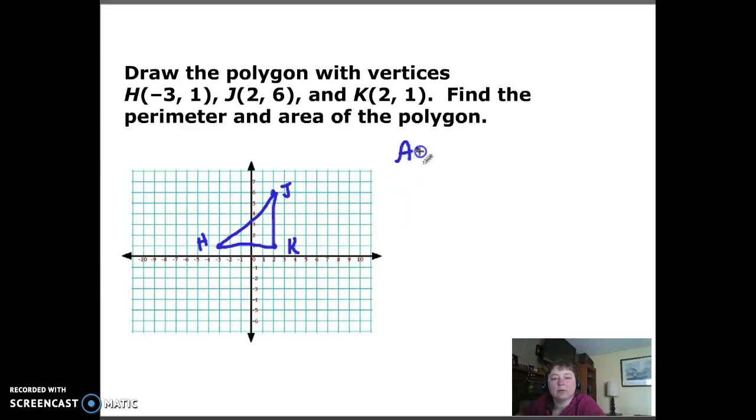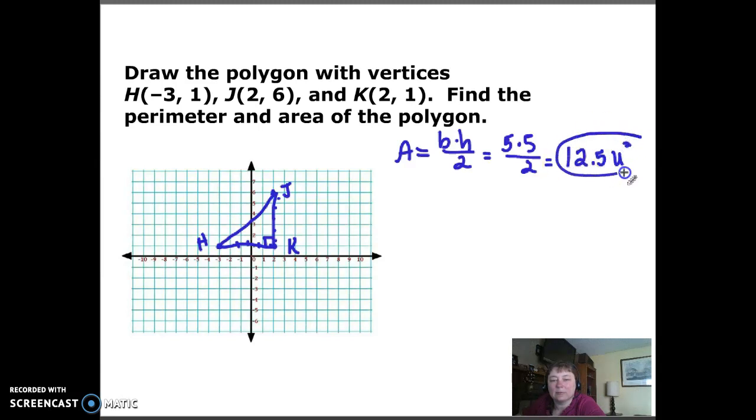Alright, area of our triangle, remember, was base times height divided by 2. Or you could say 1/2 base times height. We can see we have a nice right angle going on here, so I can use HK as my base. My base is 1, 2, 3, 4, 5 long. My height can be JK, 1, 2, 3, 4, 5. Divided by 2. That's 25 divided by 2, or 12.5 square units. That would be my area.